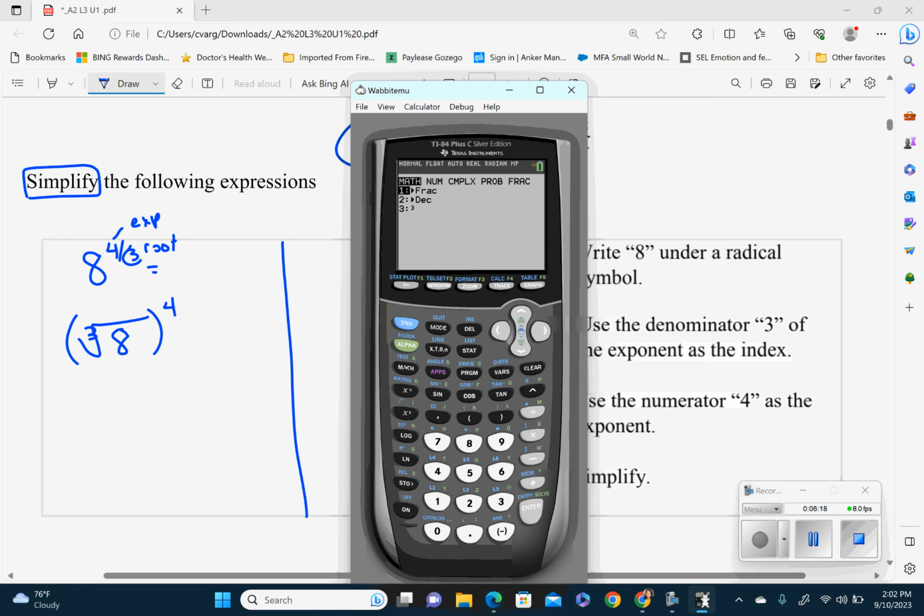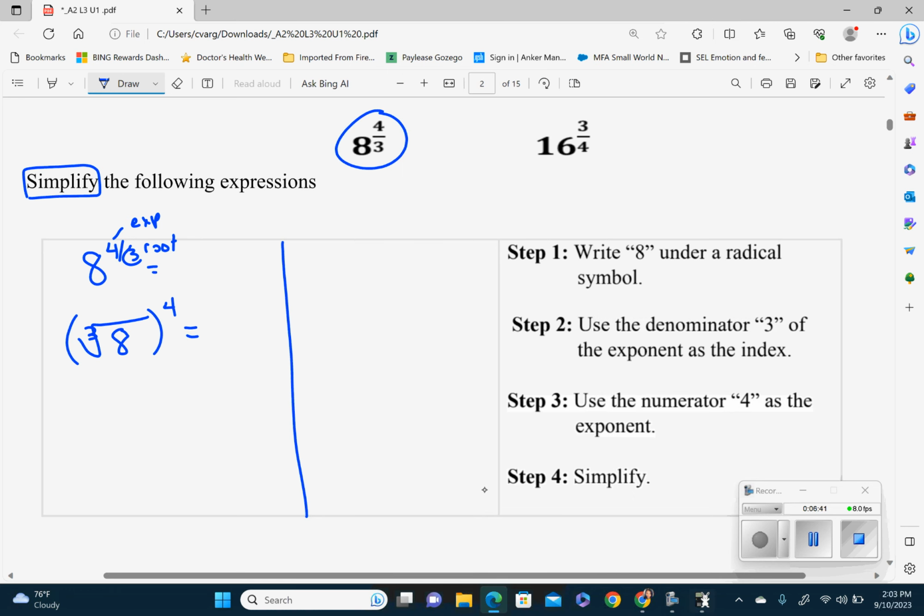You hit this math button, and then you should be able to see option number 4 has a cube root. If you had a 5th root or a 6th root, you would do option number 5. Since it's cube root, I'm going to hit 4. So cube root of 8, and then I'm going to raise this to the 4th power. That's 16, which should make sense because the cube root of 8 is 2, and 2 to the 4th power is equal to 16.